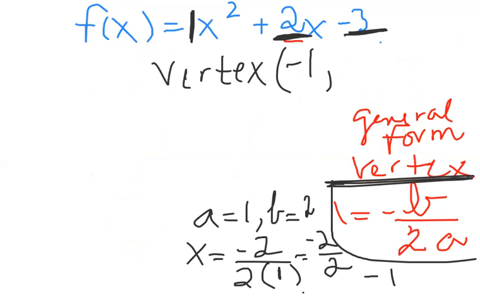Now, we need to find the Y value. Look, f of X is the same thing as Y. So to find the Y value of the vertex, here's what we're going to do. We're going to plug it in. We're going to take that negative 1, which is X, and go into the equation and plug it in for X.